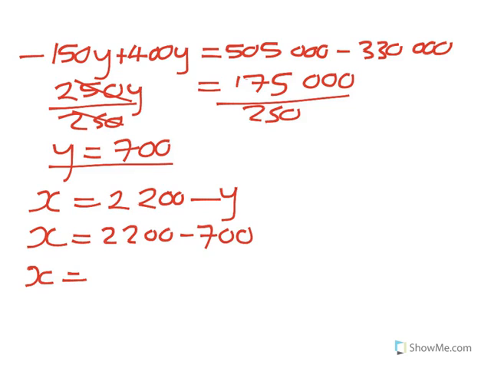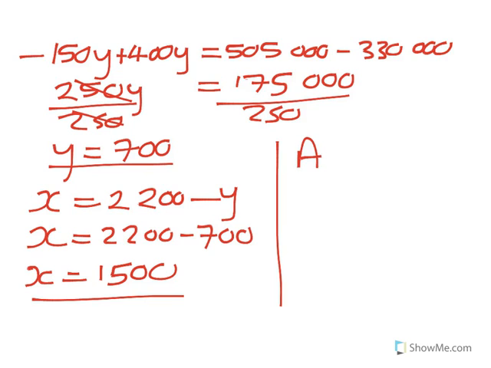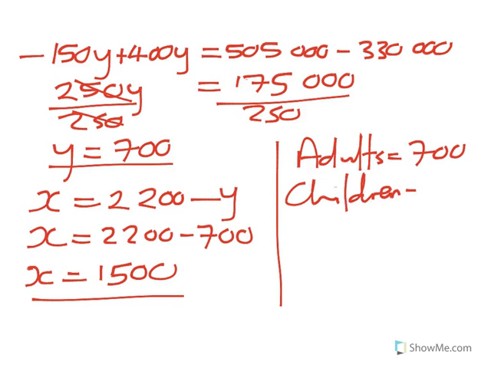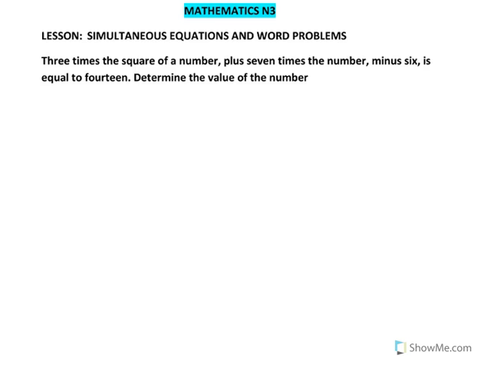X is equal to, then you're going to get 1,500. So if you summarize now, how many adults attended? Adults were 700 and children were 1,500. That's the solution of that simultaneous equation. Let us move on to the next one.